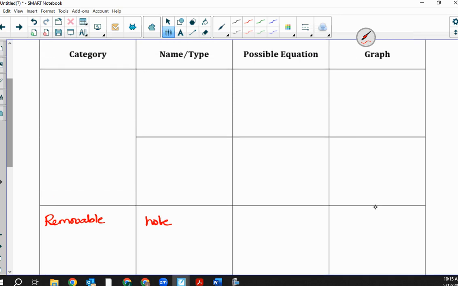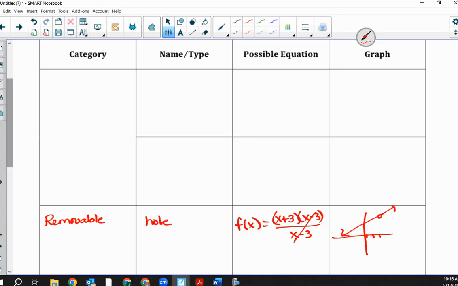So possible equation, how do we find a hole? Like algebraically, what do we see that we know creates a hole? Like factors get canceled out? Yeah. So let's say we had something like x plus 3 times x minus 3 over x minus 3. That's going to cancel out and make a hole. And then your graph would be something like a line with that hole. Okay? Again, you guys are familiar with this part, right? We've done this this year. I believe you did it last year in Algebra 2.